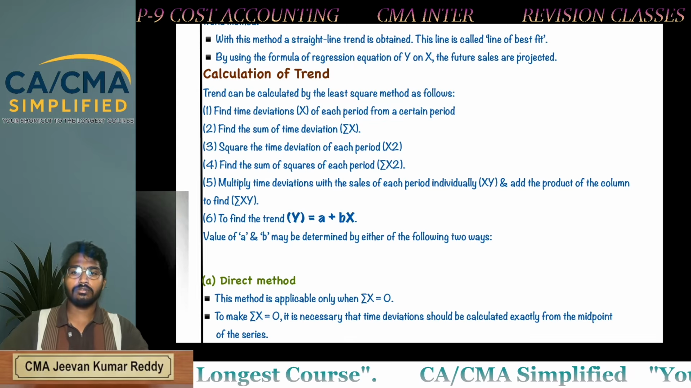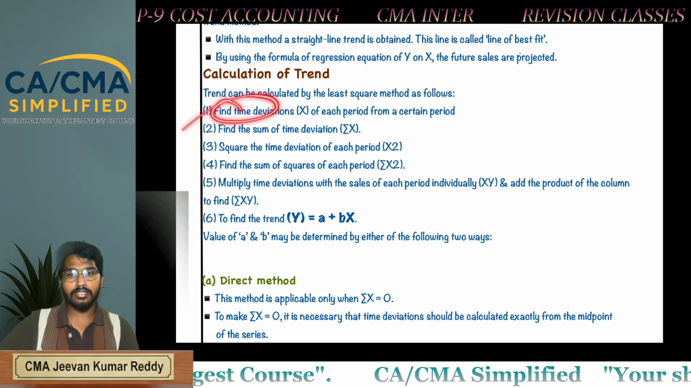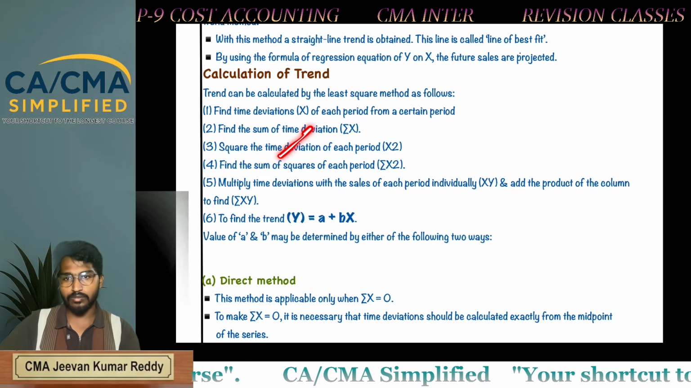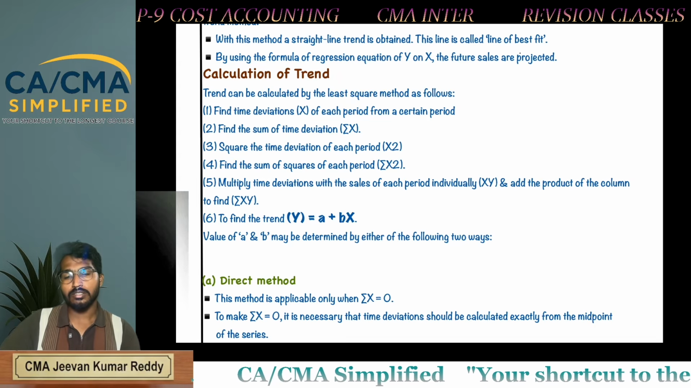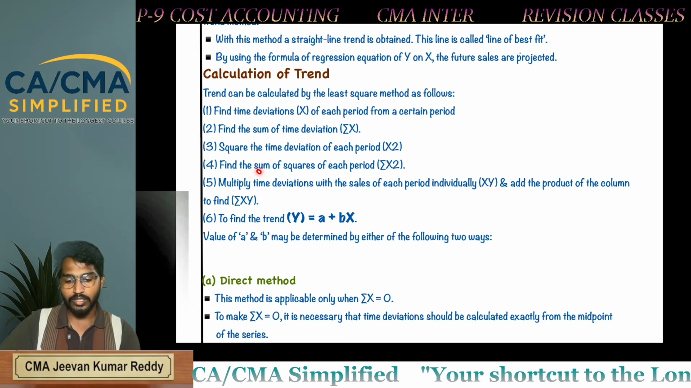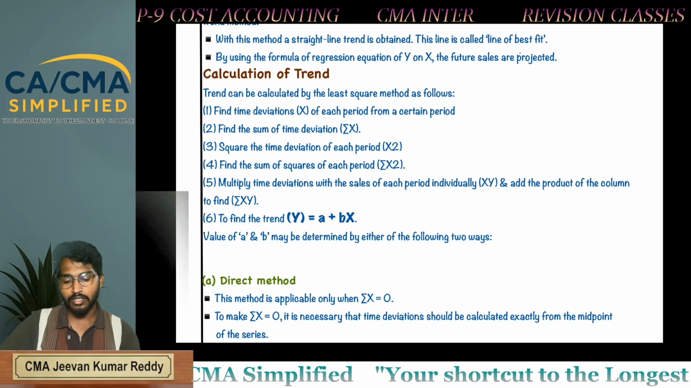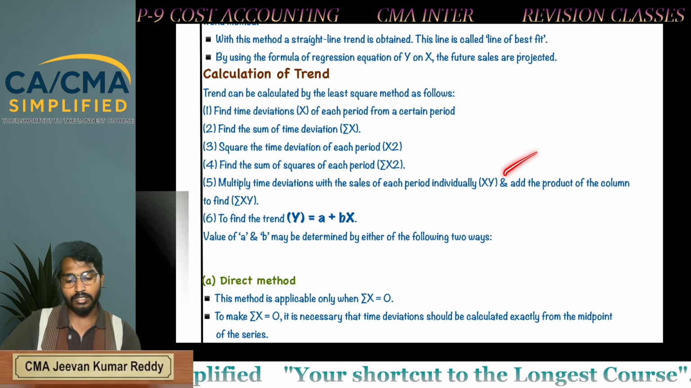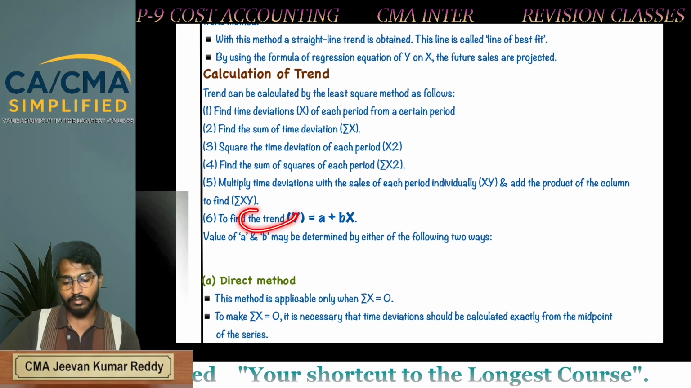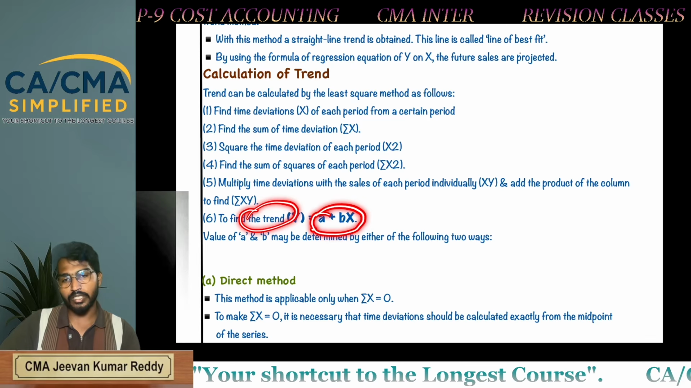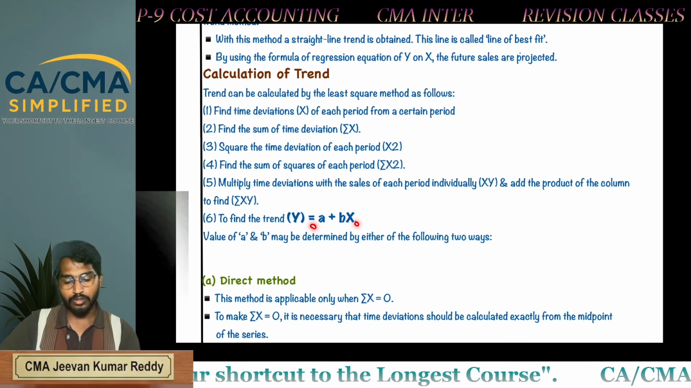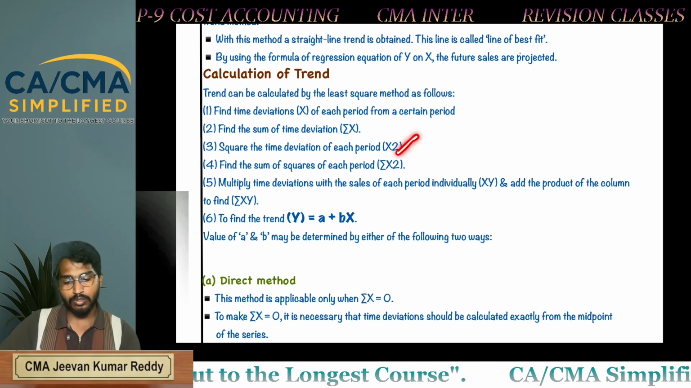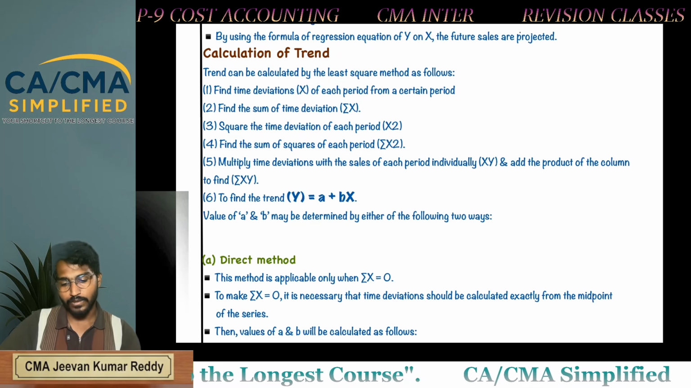Calculation of trend. First, find the time deviations, and find the sum of the deviations, that means summation x, and the squares of the deviations, that is summation x square. Next, find the sum of squares of each period. Next, multiply the time deviations with sales, that means summation xy. To find y is equal to a plus bx, you need to find summation x, summation x square, summation xy.